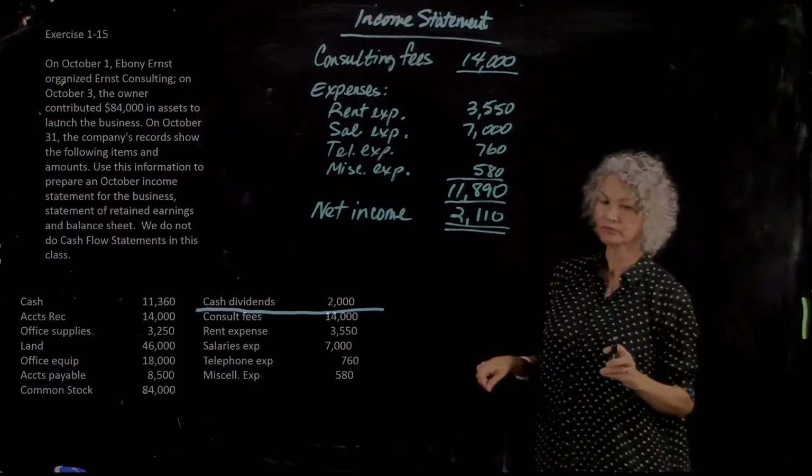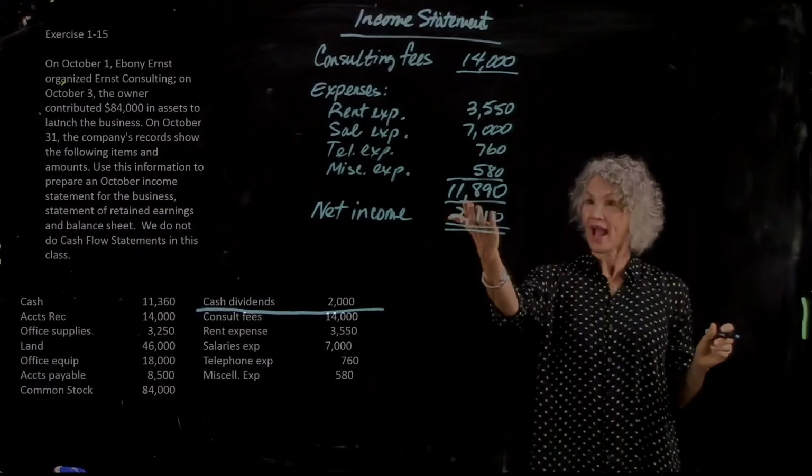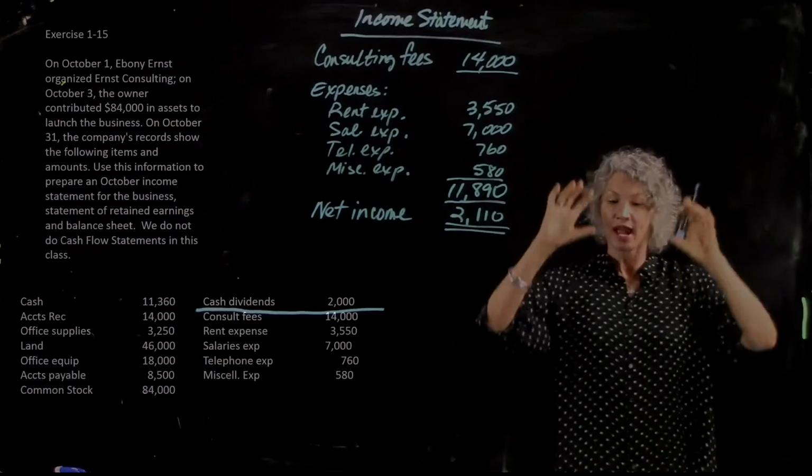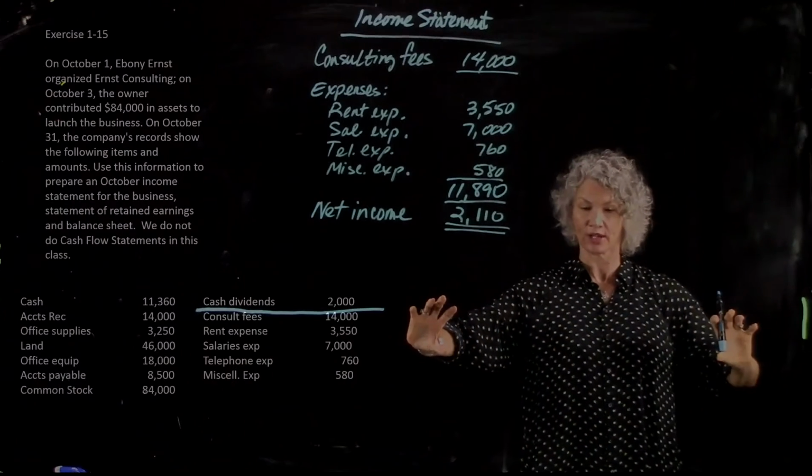Okay? All right. Now I have this information, so I can do the statement of retained earnings up here, and then I'll do the balance sheet across here. Okay?